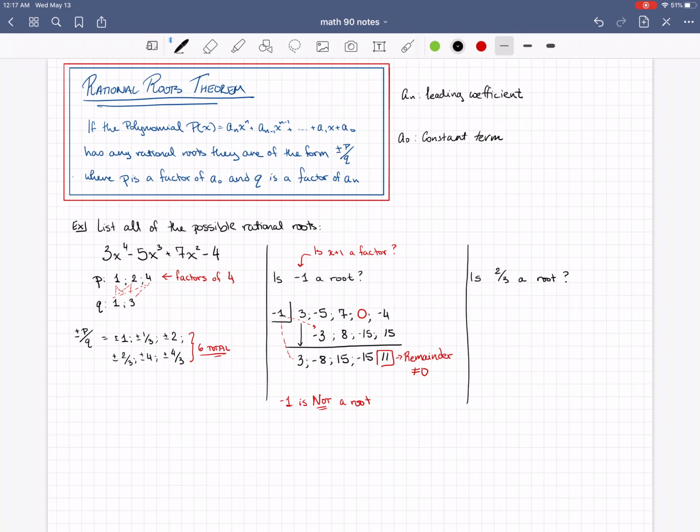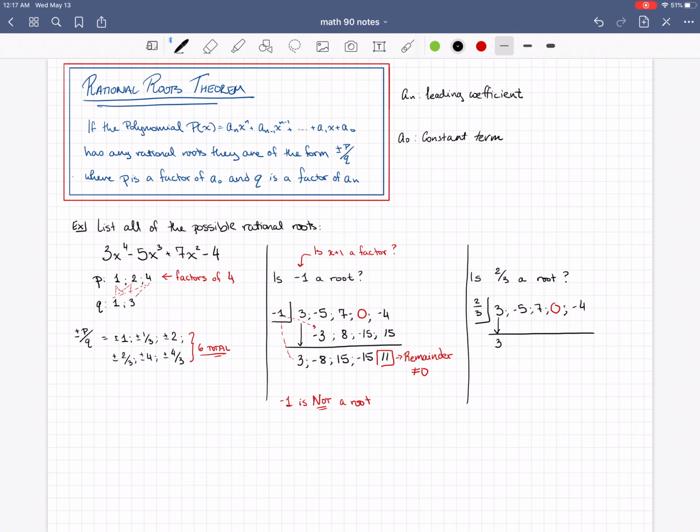Okay, let's try 2/3. Maybe we'll have better luck. So here goes, same thing. So we're going to put 2/3 here. And then the synthetic form of our polynomial. Do not forget our placeholder 0. That is in some sense the most important piece. Same as before, the 3 pops down. And same as before, we're going to do multiply, add.